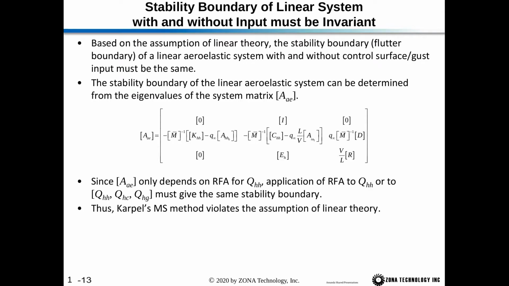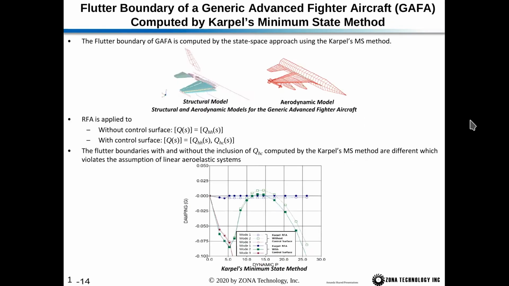The stability boundary of the linear aeroelastic system can be determined from the eigenvalues of the system matrix AAE, which is given here. Now, since AAE only depends on the RFA for QHH, then the application of the RFA to QHH or to QHH, QHC, and QHG must give the same stability boundary. Thus, Karpel's minimum state method violates the assumption of linear theory.